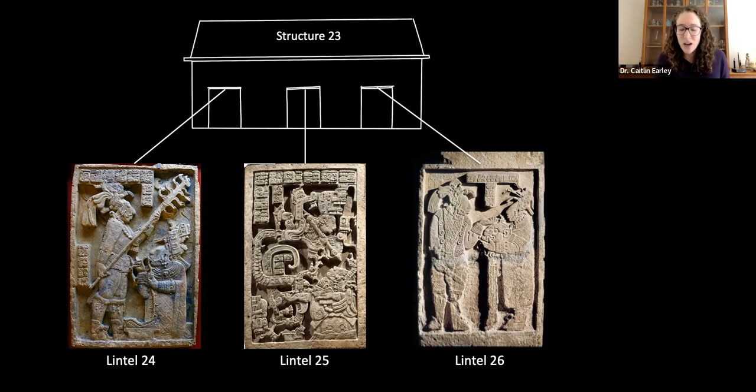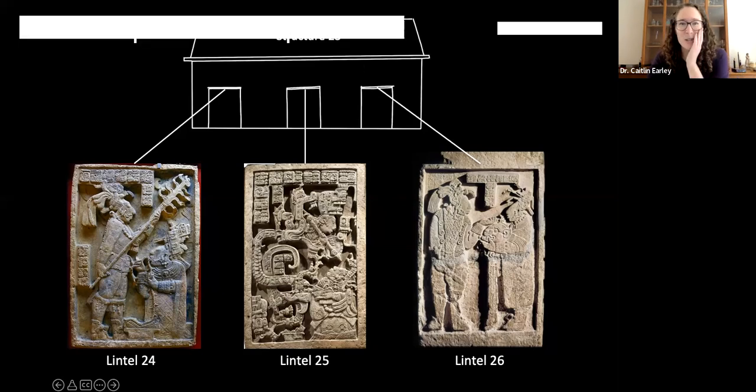These are lintels that not only tell us a lot about how the Maya saw their world, about the role of important women at Yaxchilán, but they also force us to look at how we are studying objects and what questions we're asking of them. Okay, so that's what I have prepared for today. I am happy to answer questions.